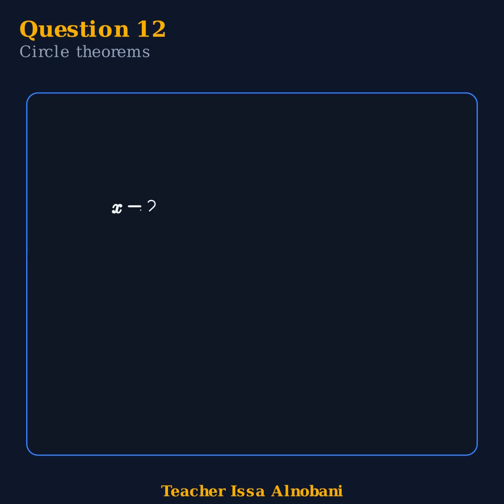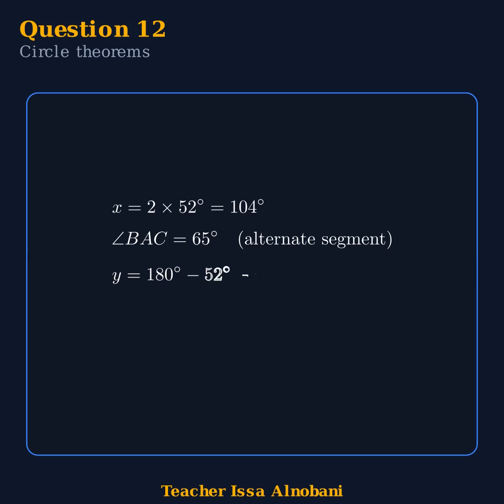Angle ABC is 52 degrees and it subtends arc AC. The angle at the center, standing on the same arc, is twice the angle at the circumference. So x equals 2 times 52, which is 104 degrees. The angle between tangent CE and chord CB is 65 degrees. By the alternate segment theorem, angle BAC is also 65 degrees. In triangle ABC, the angles add to 180 degrees. So y equals 180 minus 52 minus 65, which is 27 degrees.